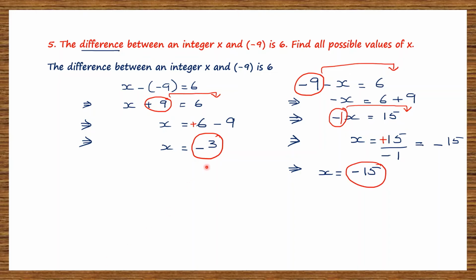The first part we had minus 3. Second part we had minus 15. Can you see the values of x will keep changing when it is difference or subtraction. So all possible values of x are minus 3 and minus 15. So this is my answer.